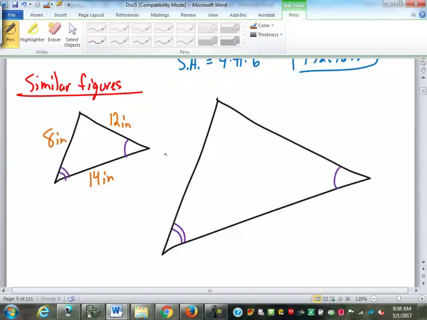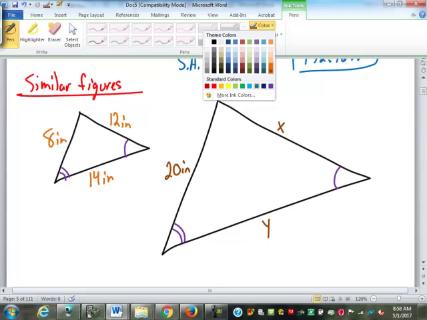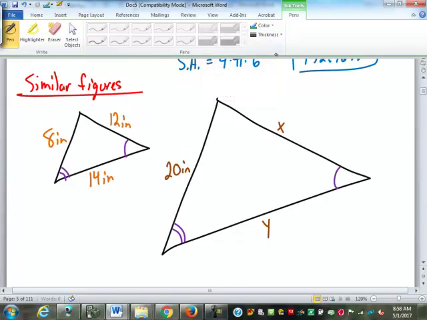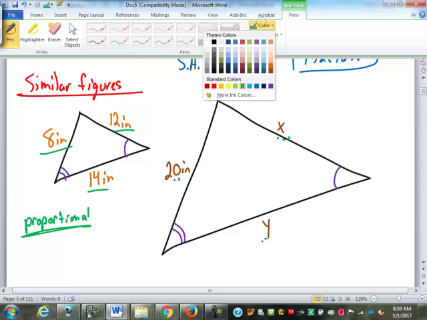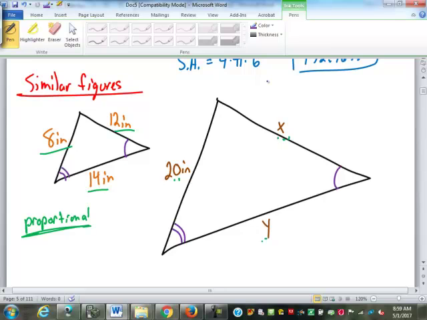So if I tell you that this side here is 20 inches, we can now find the other sides. The reason we can do that is because there's an enlargement factor. Every side over here had to be multiplied by the same number to get the sides over here. It's what we call direct variation, or proportional. And in similar figures, the sides must be proportional.